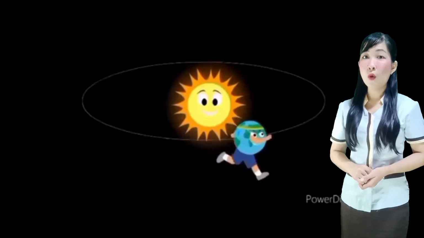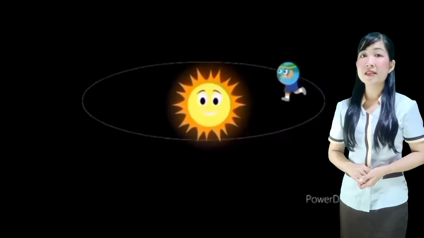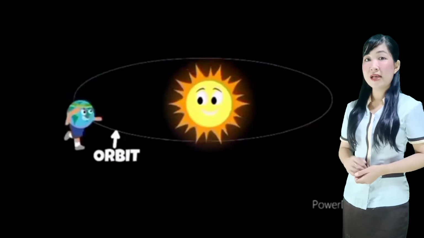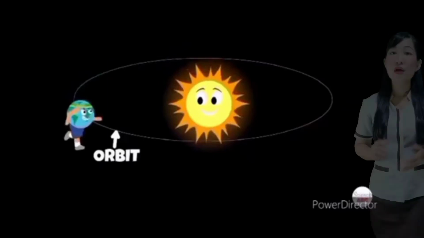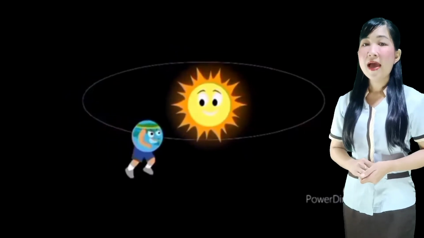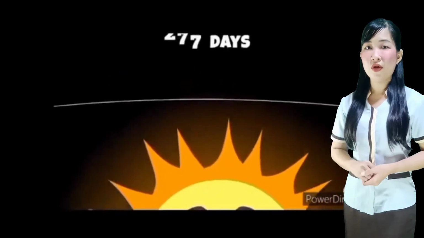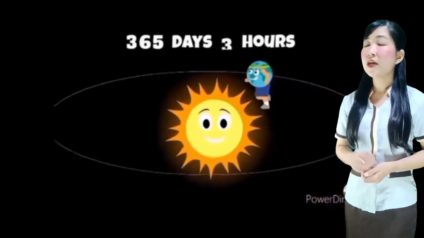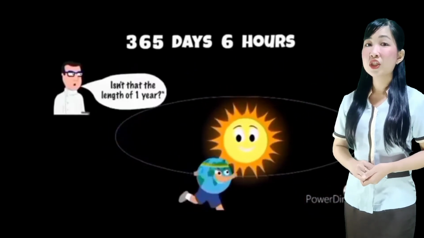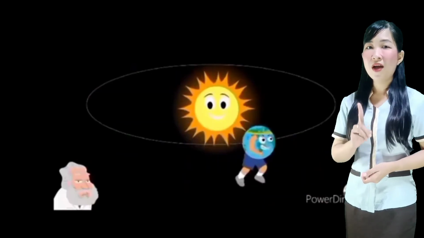Earth, our home planet, is locked in an elliptical path around the Sun, which is known as the orbit. Earth travels around the Sun along an orbit and completes one revolution in approximately 365 days and 6 hours, which is equivalent to 1 year.